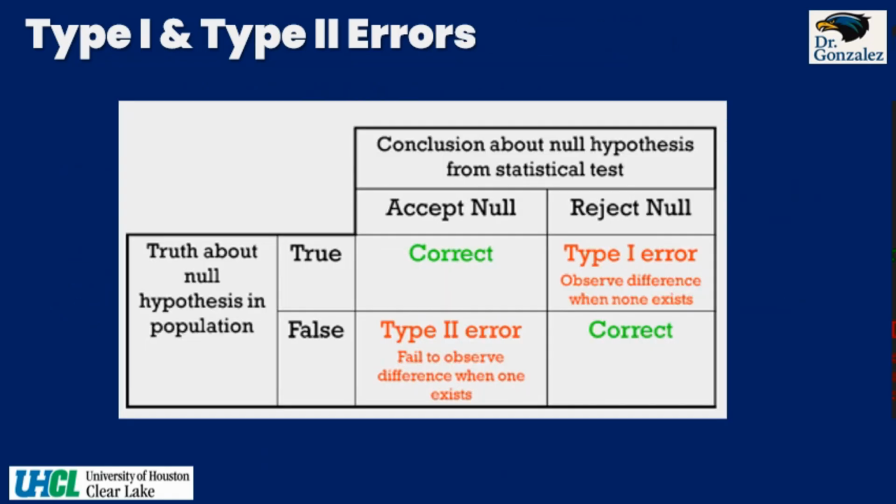So this is just a little summary table here that tells you what's going on and what you should do in certain situations. So I have truth about the null hypothesis in a population. So null means, again, there's no association. So if that's true and I accept the null, I've made the correct decision. Okay? But if I reject the null, I've just committed type 1 error. I said there was a difference when there really was none.